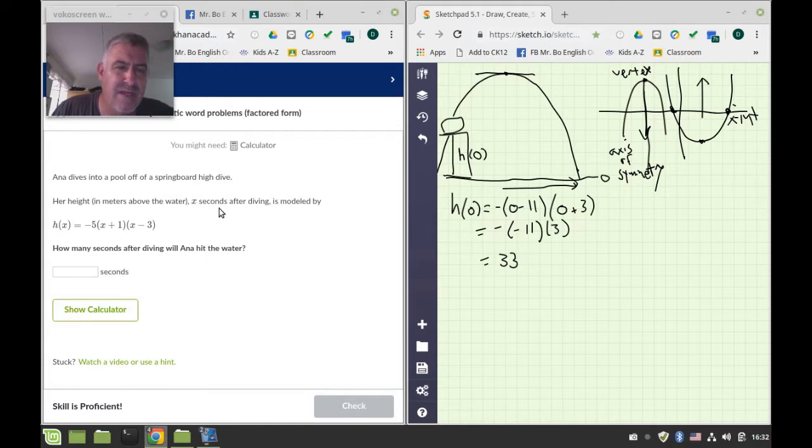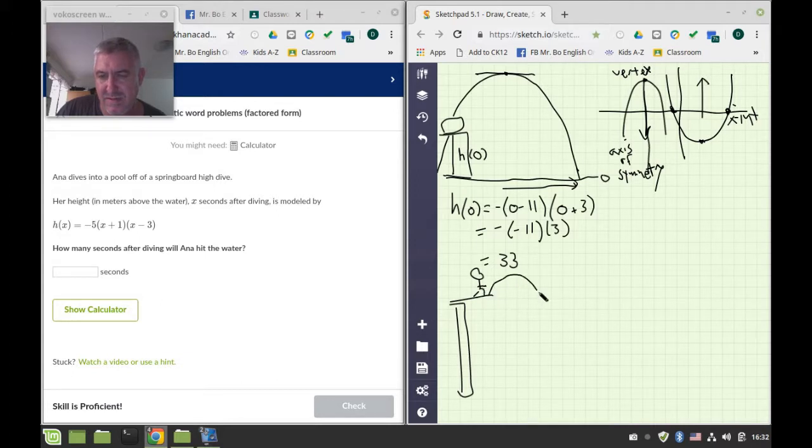Let's look at another one. Anna dives into a pool off a springboard high dive. Her height in meters above the water, x seconds after diving, is modeled by this function. How many seconds after diving will Anna hit the water? So we have a diver, and here's the diving board, and here's our diver, and they're going to dive off and go into the water.